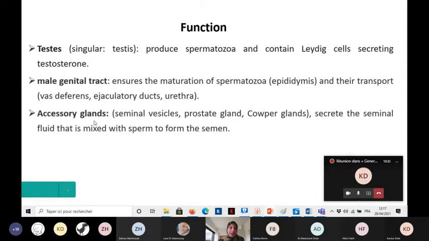And then we have the accessory glands like the seminal vesicle, the prostate gland, and the Cowper's glands, which secrete the seminal fluid. The seminal fluid contains nutritive elements for the sperm cells. This seminal fluid will be mixed with sperm cells to form the semen. So the accessory glands produce the seminal fluid, and we will talk about each one of them later.